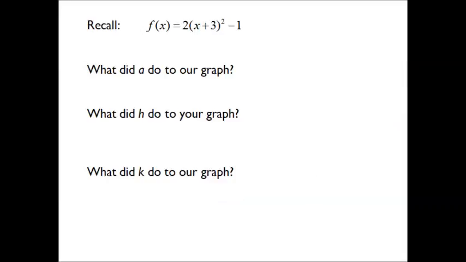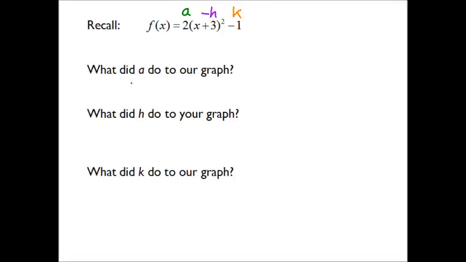For our transformational approach, let's recall the different parameters that had an influence on the shape of any curve. For this quadratic function here, f of x is equal to 2 times the quantity x plus 3 squared minus 1. Remember, the 2 we called a. Then we have h, actually the opposite of h inside our parentheses. And we have k on the outside.